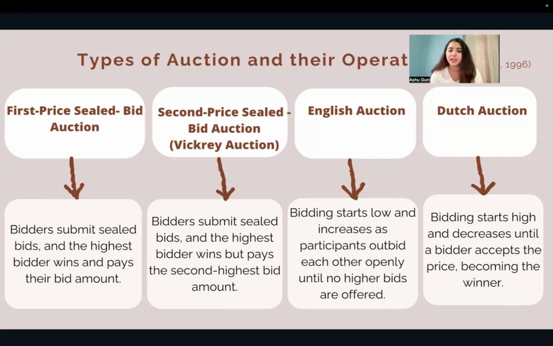And in English auction, bidding starts low and increases as participants outbid each other openly until no higher bids are offered. And in Dutch auction, unlike English auction where the bidding starts low, here the bidding starts high and it decreases until a bidder accepts the price, becoming the winner.